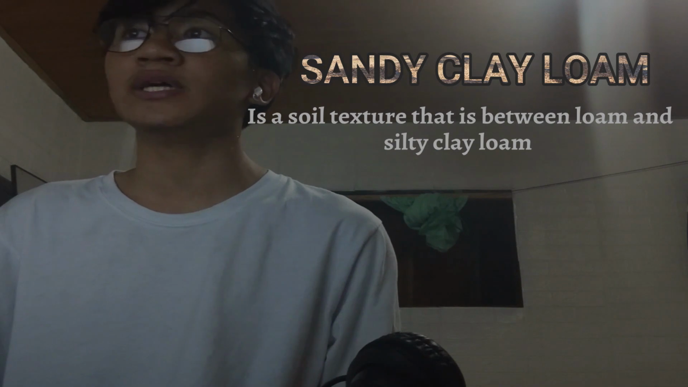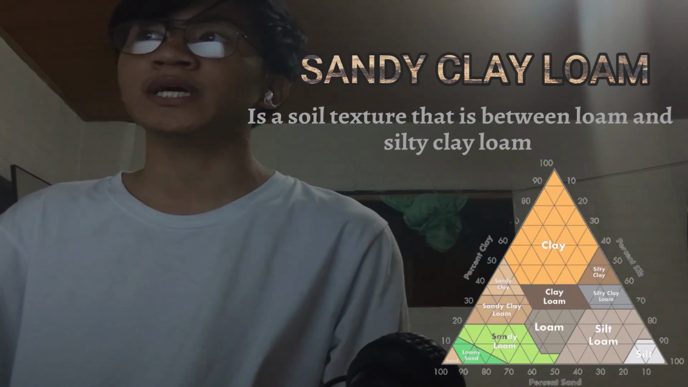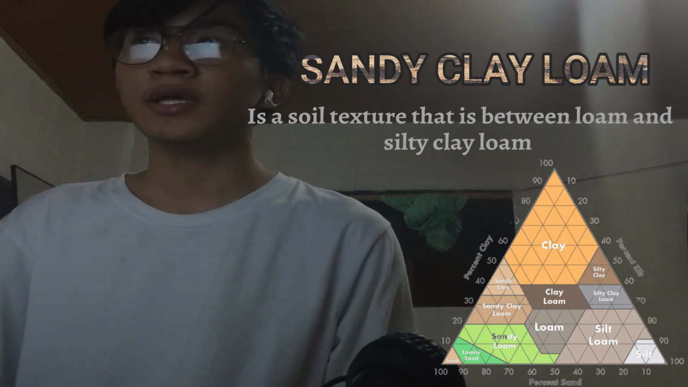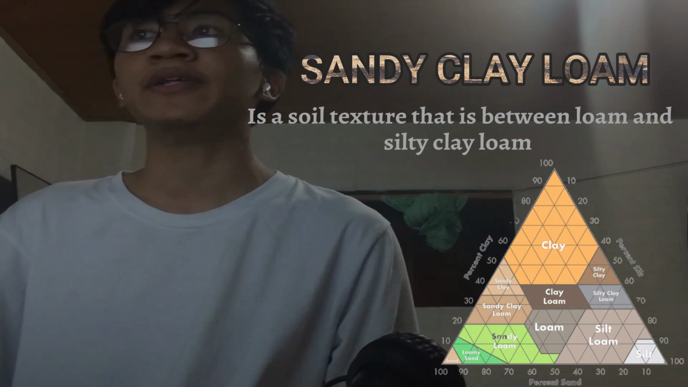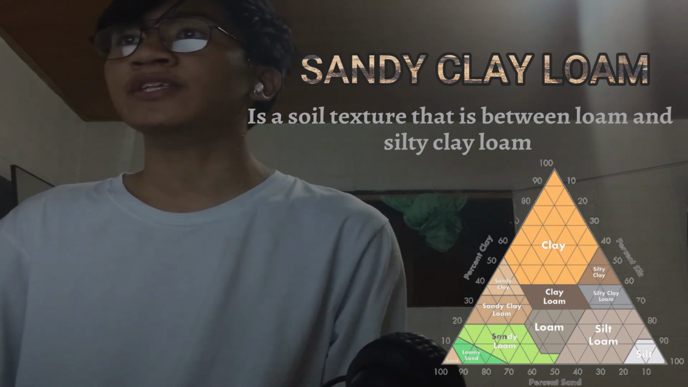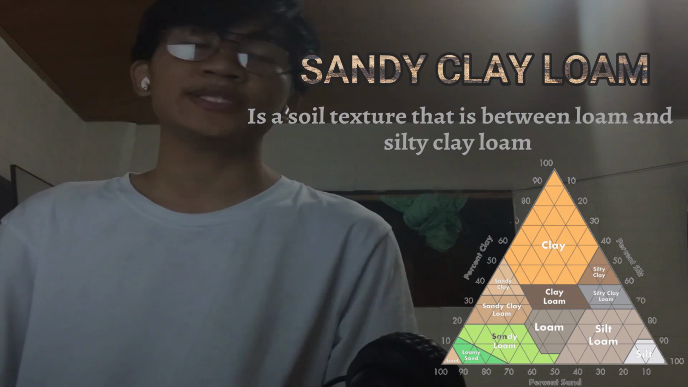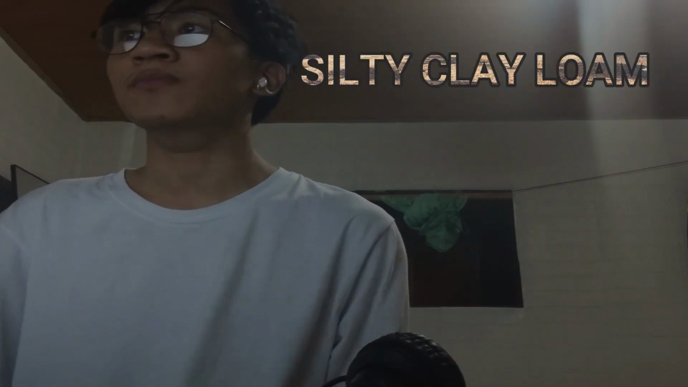Next is sandy clay loam, a soil texture that is between sandy loam and clay loam. It is made up of 50 to 70% of sand, 20 to 30% of clay, and 0 to 20% of silt particles. Sandy clay loam soils have a gritty texture with visible sand grains and clay particles that make the soil slightly sticky. Next is silty clay loam.